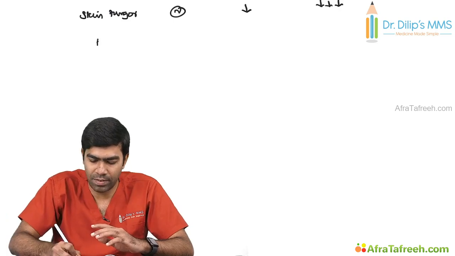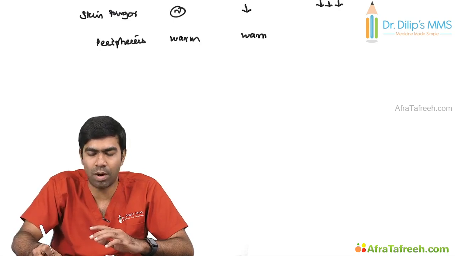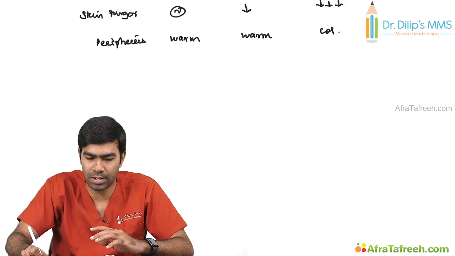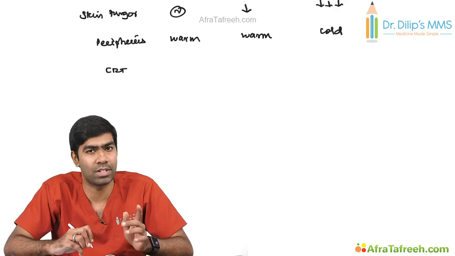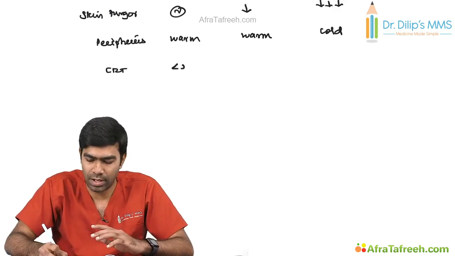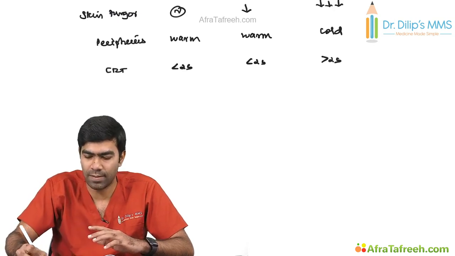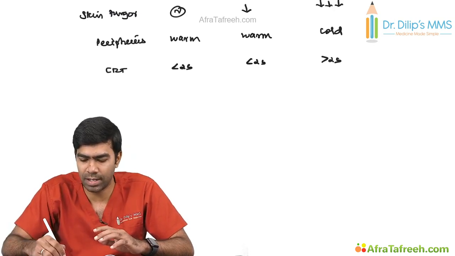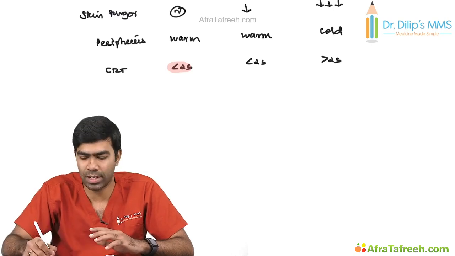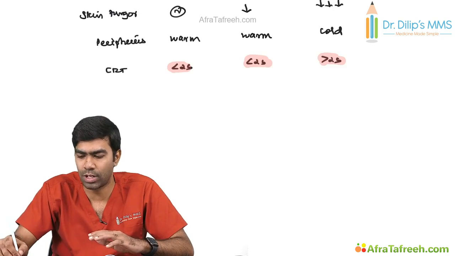And whether the peripheries will be warm or cold is also very important. So generally, mild decay and moderate decay tend to have a warm periphery, whereas severe decay patients tend to have a cold periphery. And we can also assess the capillary refill time, which is very important in children, wherein mild and moderate decay tends to be less than 2 seconds, whereas in severe decay it tends to be more than 2 seconds. There are some guidelines which say mild decay means less than 1.5 seconds, moderate decay means 1.5 to 2.5 seconds, and severe decay means more than 2.5 seconds.